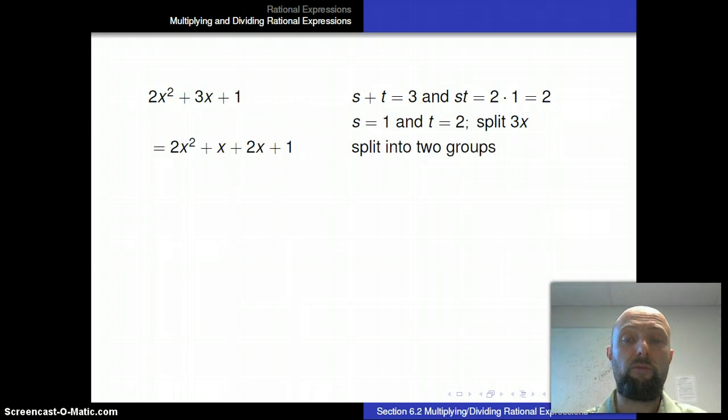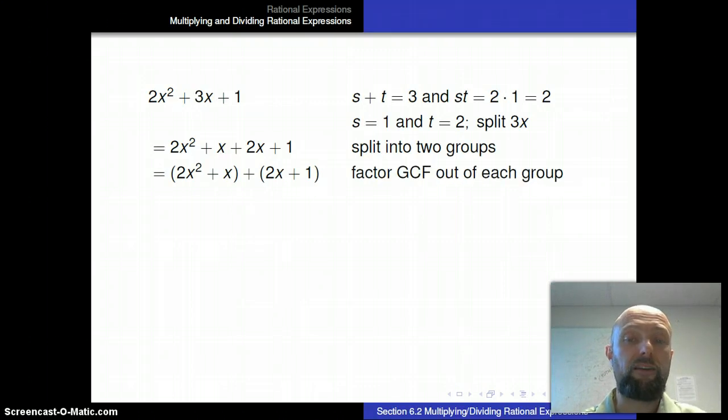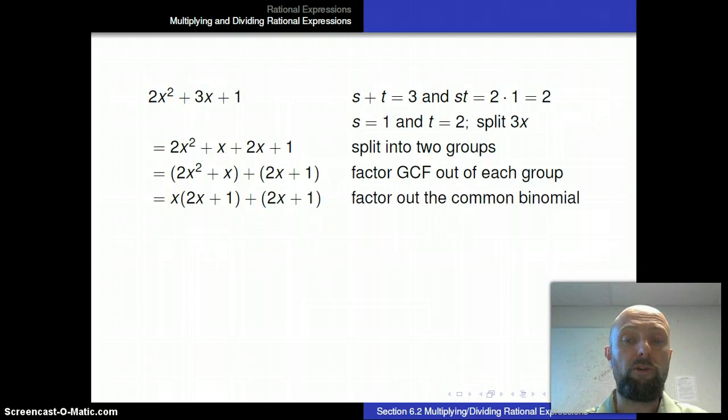Next, we split the 4 term into 2 groups. Now we factor out the greatest common factor out of each group. For the first group, we have 2x squared and x. The greatest common factor is x. When we factor out x, we are left with 2x plus 1. The second group has 2x and 1 in it. The greatest common factor is 1, so we do not factor out anything. Now we factor out the common binomial 2x plus 1 and are left with x plus 1, which is the factorization of our denominator.